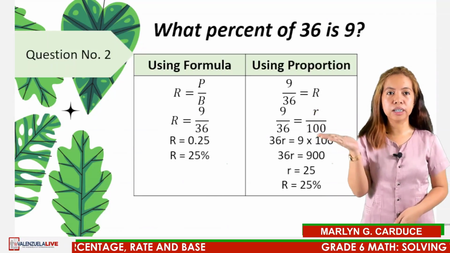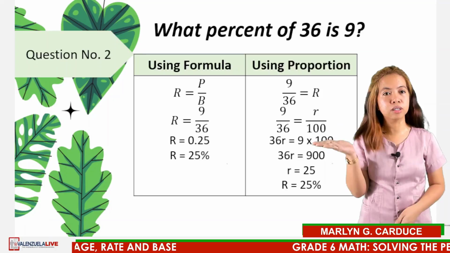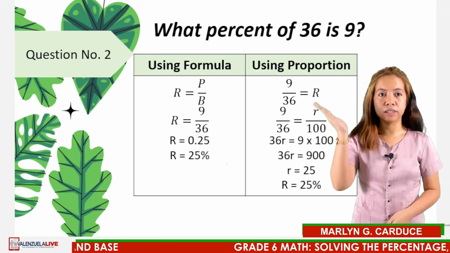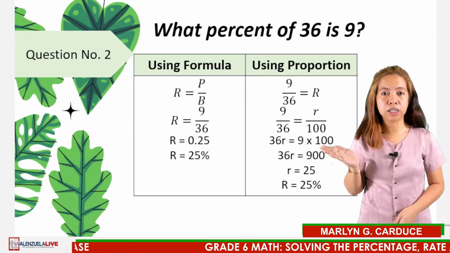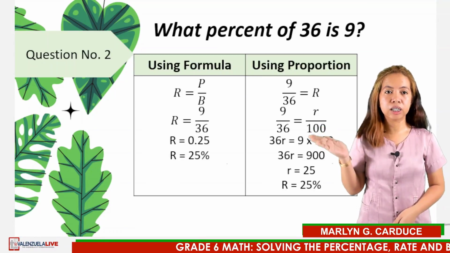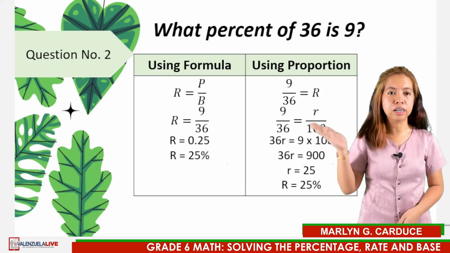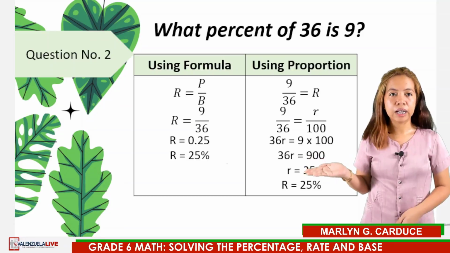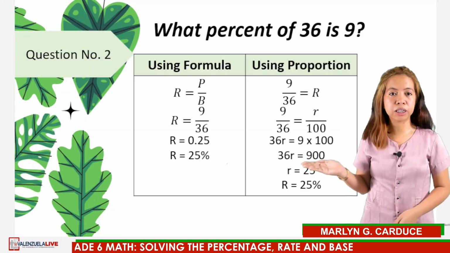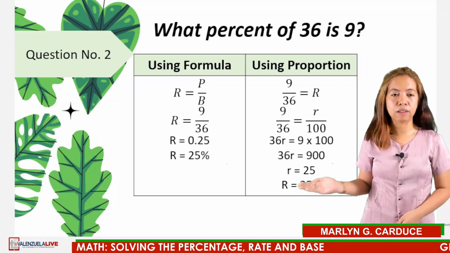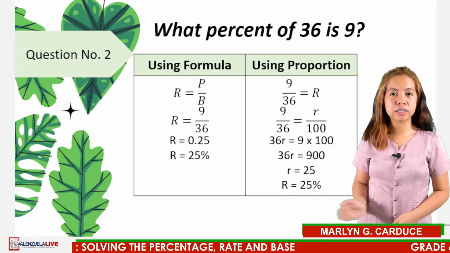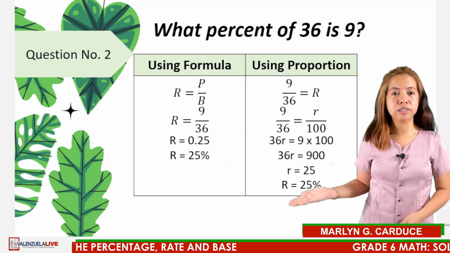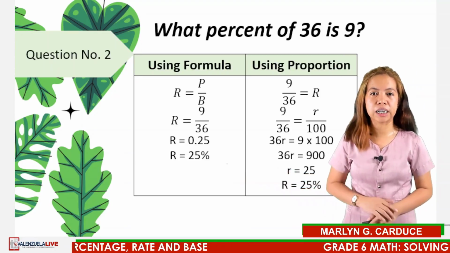Since we are using the proportion, you just have to change the rate into a fraction form whose denominator is 100, and then get the cross product. So 36 times r, 36r, and then 9 times 100, we get 900. Then divide both sides by 36, and we get 25. So therefore, our rate is equal to 25%. And it is also the same when we use the formula.